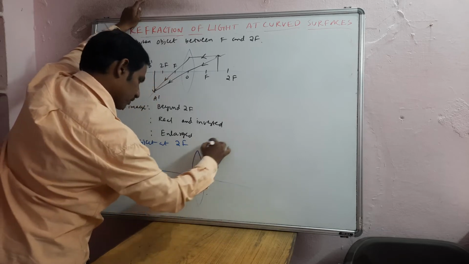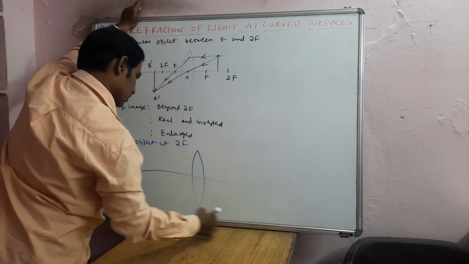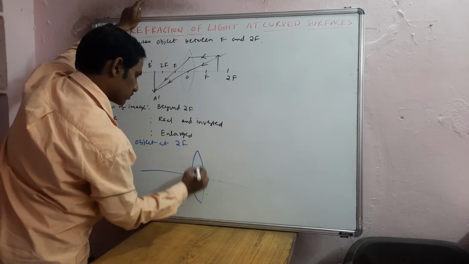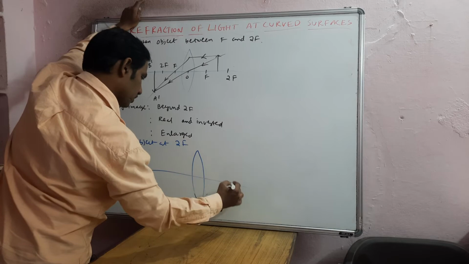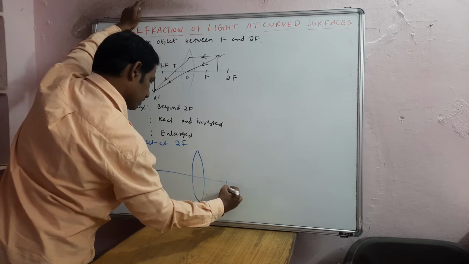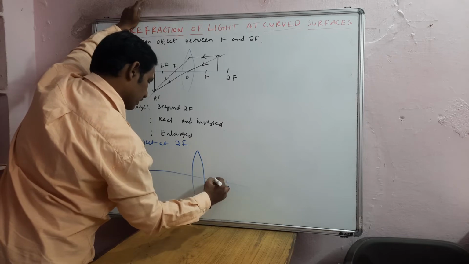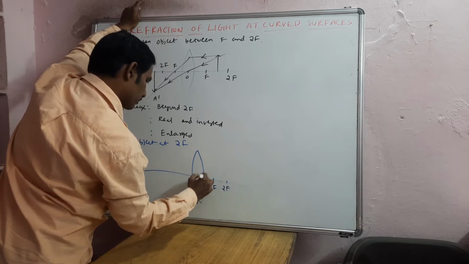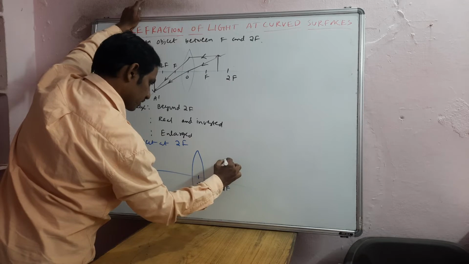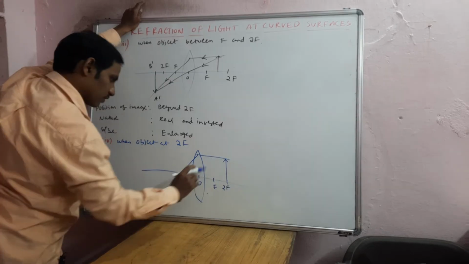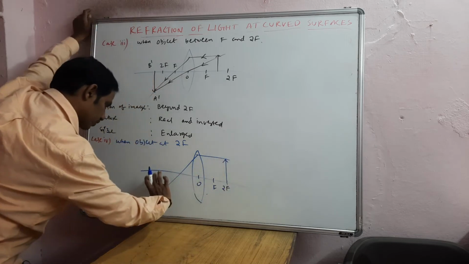If you take like this, it will be bigger than this. Okay, so somewhere this will be, I think, 2F. Somewhere here you take F. This is O. For example, you are taking an object here. So the light ray will come like this and go like this. However tall the object is, that much only it will come.